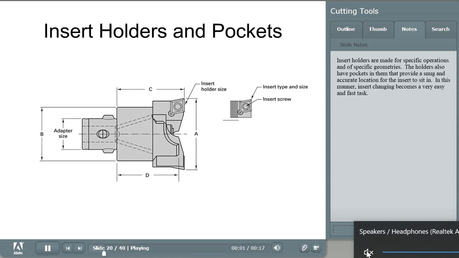Insert holders and pockets. Insert holders are made for specific operations and of specific geometries. The holders also have pockets in them that provide a snug and accurate location for the insert to sit in. In this manner, insert changing becomes a very easy and fast task.